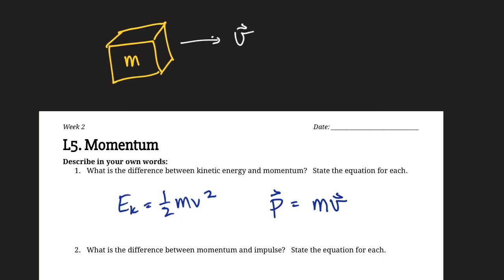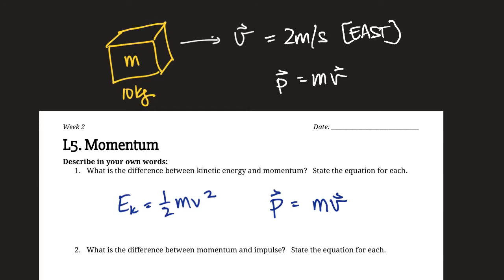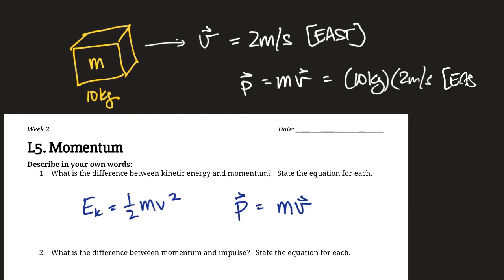So, doing a very quick example here, let's pretend that this box has a mass of 10 kilograms, and let's say it's moving at 2 meters per second in the east direction. We can calculate the momentum as just the mass times the velocity, right? So it would just be 10 kilograms times 2 meters per second east. So the momentum of this box would just be 20 kilogram meters per second east.